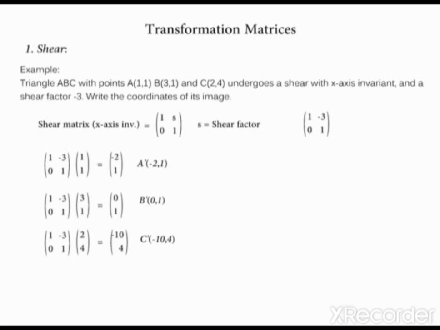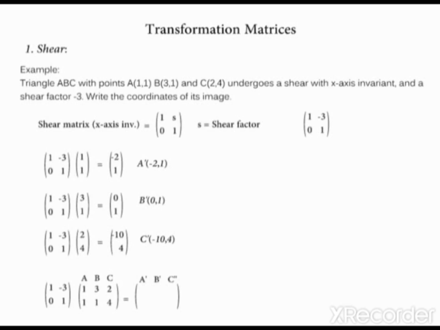In fact, to save time, the vertices of the triangle can be put in a 2 by 3 matrix. And so we'd have the shear matrix 1 minus 3, 0, 1 times 1, 3, 2, 1, 1, 4. And then you proceed and multiply.